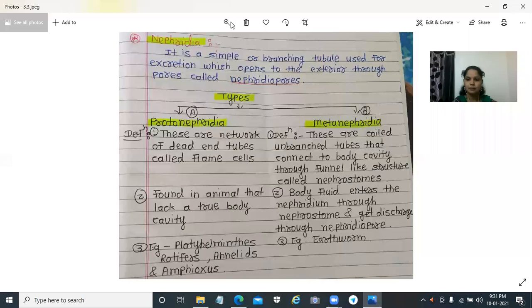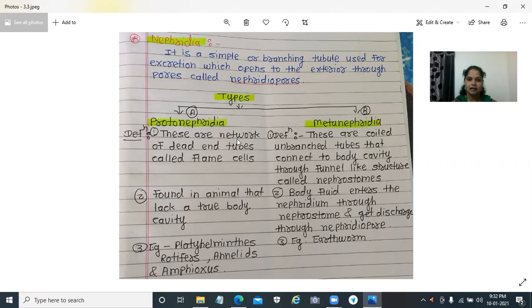Now, bilaterally symmetrical organisms have a true organ of excretion. They are very simple, branching structures useful for excretion, and they open to the exterior through a pore, the nephridiopore. This is about nephridia. Nephridia are of two types: one is protonephridia, the second is metanephridia. So let's learn about the difference between protonephridia and metanephridia.